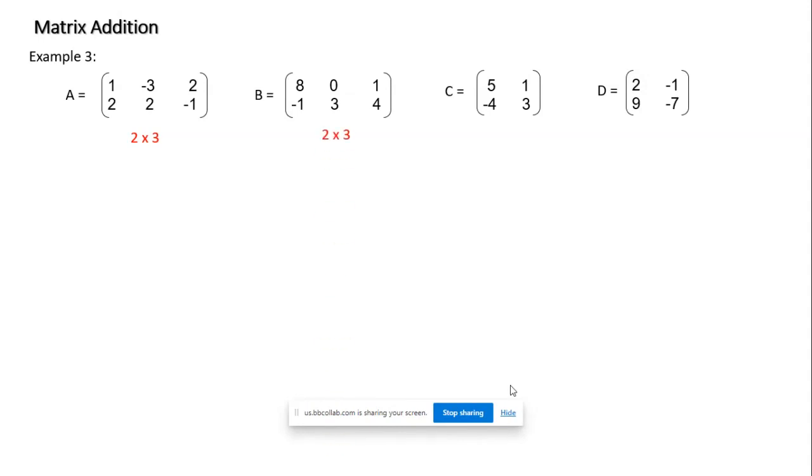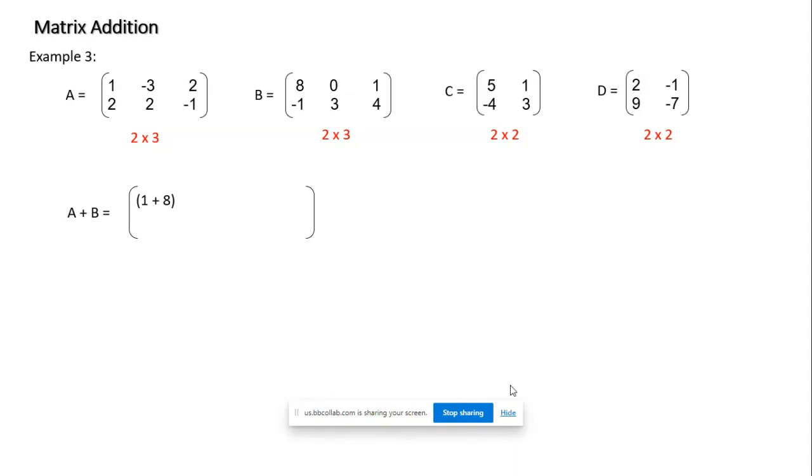The second is also a 2 by 3 matrix. The third one is a 2 by 2 matrix, and the last one is a 2 by 2 matrix. Okay. All right. So I want to add matrix A with matrix B, and the first thing you got to ask yourself is, is the size of matrix A the same as the size of matrix B? And the answer is yes, right? Both of them are a 2 by 3 matrix. The size is the same, so that means that I can add them together.